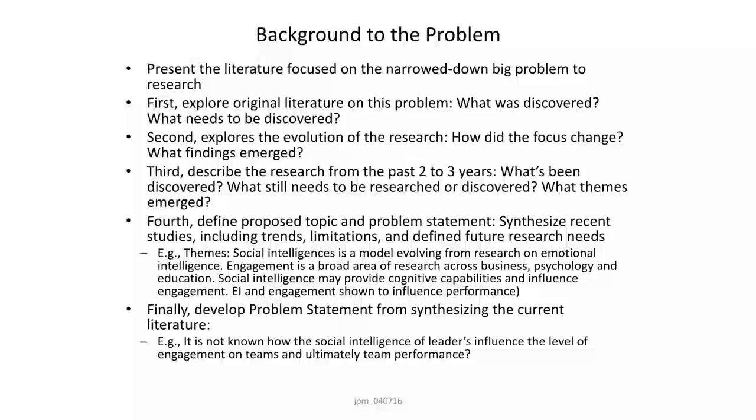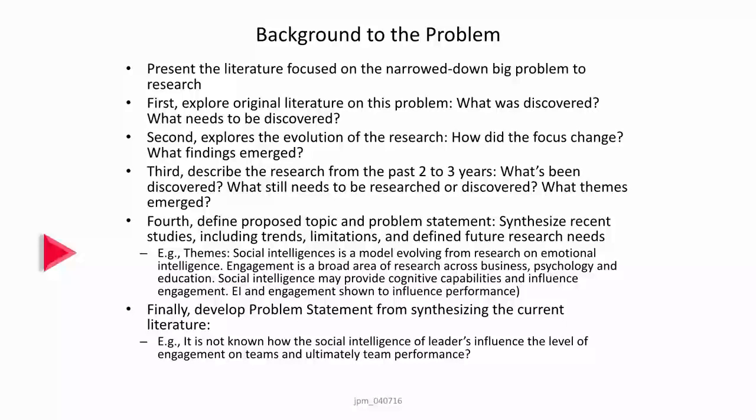So you explore the original literature, then you explore how that research has evolved around your high-level problem, and then you describe it from the past 2 or 3 years, and then you use that to define your topic and your problem statement. And so here's an example. One of the themes going on in psychology and learning and even communications is that social intelligence is a model that's been evolving from the original research, which was the emotional intelligence. And emotional intelligence originally came out of some of the IQ research and looking at other forms of intelligence.